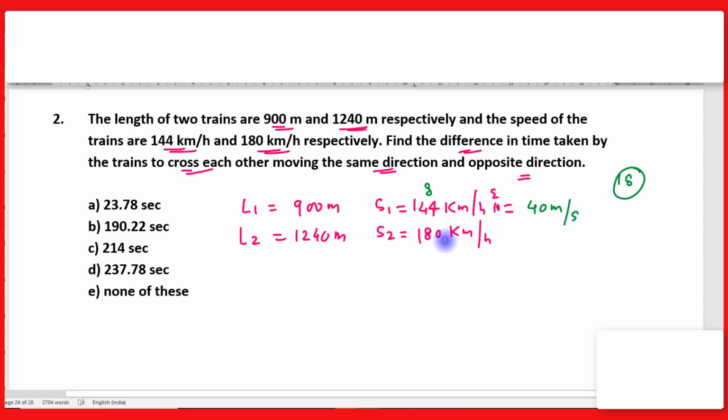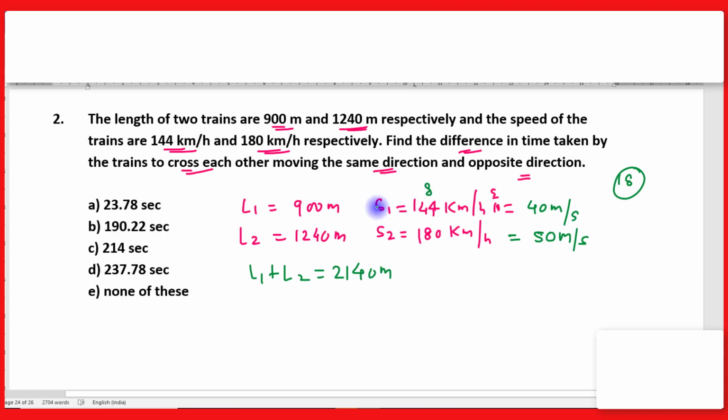Now here 180 we have to convert into meter per second. So if you multiply it by 5 by 18, 18 tens are 180 and 10 5s are 50, and so it will be 50 meter per second. And now we have the speeds and we have the lengths of both the trains. So the total length to be covered will be L1 plus L2, which is 1240 plus 900, that will be 2140 meter.